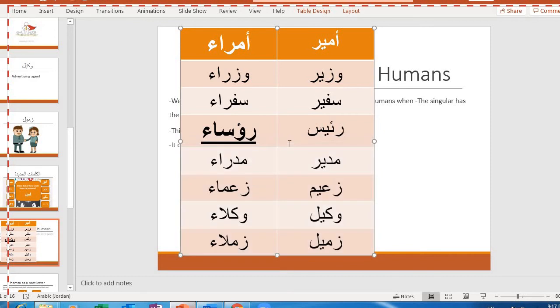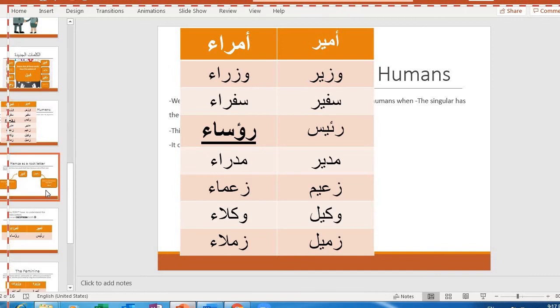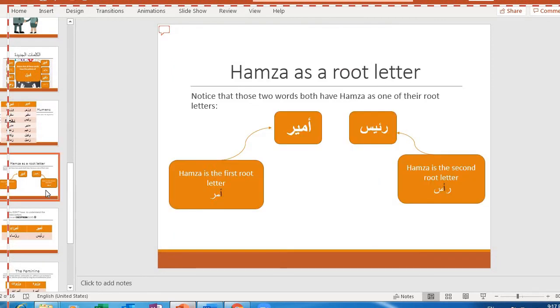I wanted to make it its normal size. Anyways, I will not save it. So let's talk about what happened here. What's happening here? See these two words, guys. This is the regular one, Amir, Omara. It's just the regular one, the same pattern of فعيل. What we do here, we omit the letter yaa and we say Omar, and you add an alif and hamza at the end.